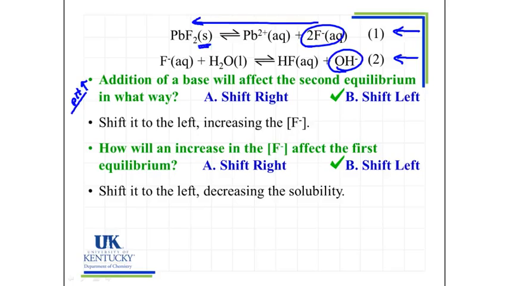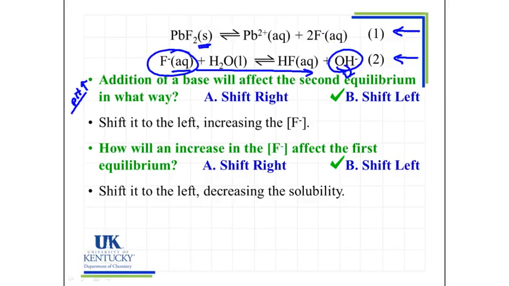And we could go through these equilibria for adding an acid. If you add an acid, that decreases the OH minus. If you decrease the OH minus, that shifts it to the right. That decreases the F minus concentration. Then we go to the first equilibrium. And when the F minus is decreasing, that'll shift it to the right. And if it shifts it to the right, it would increase the solubility. So you could go through and think about this for every salt that you come across.